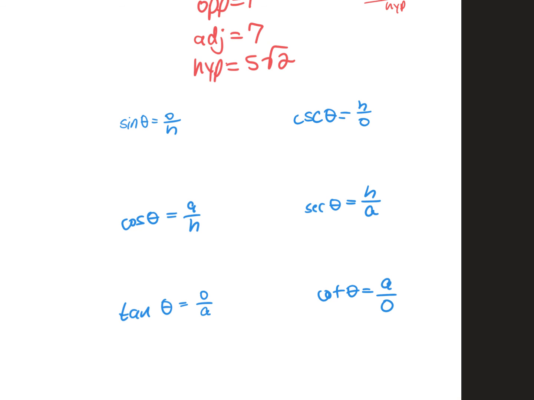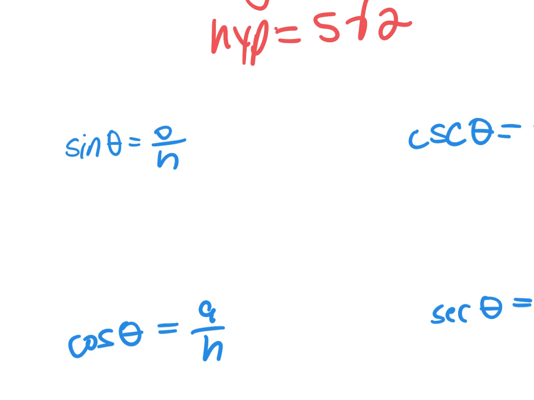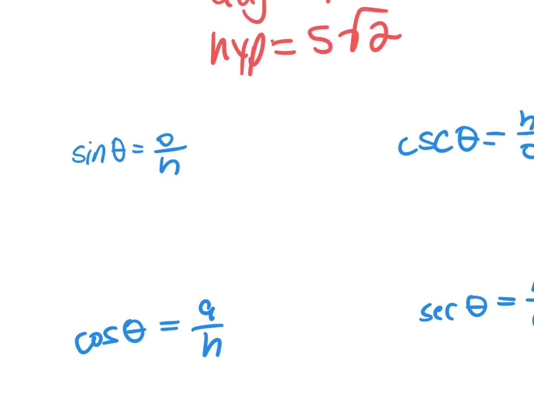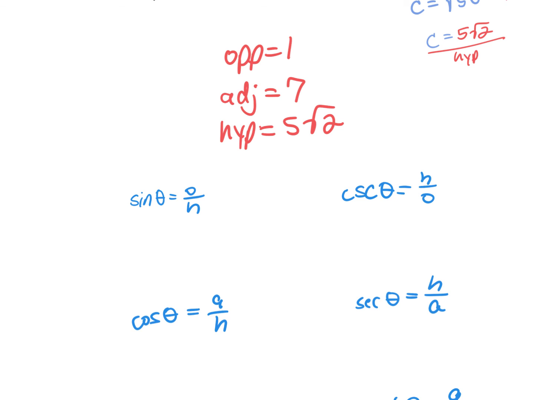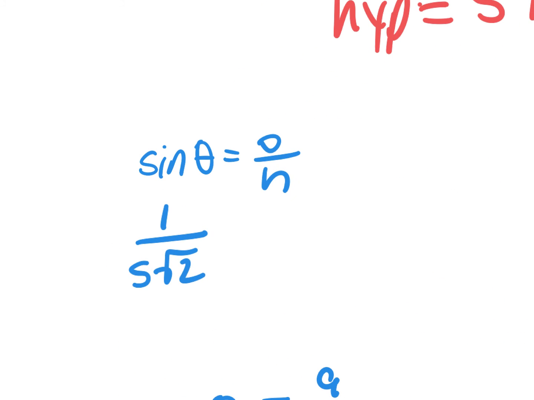So let's go ahead and evaluate. What is the opposite over hypotenuse? What am I going to write? 1 over 5 root 2. Now, when you rationalize, you do not have to multiply by the 5. If you do, it's fine. You're just going to have to do extra simplifying at the end. But the only thing you have to do is multiply by the root. So I'm going to multiply by the square root of 2 on top and bottom.